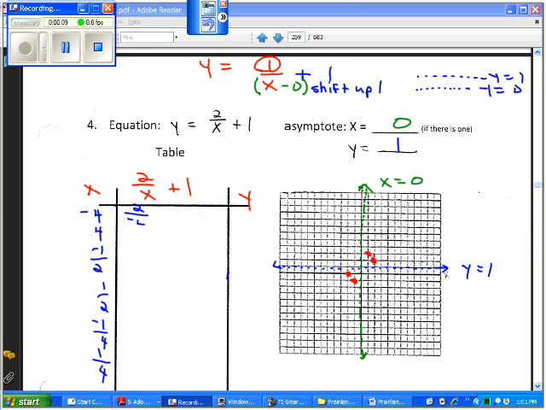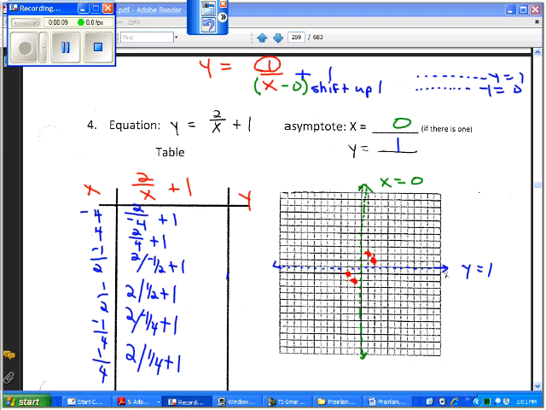So we're going to have 2 divided by negative 4, plus 1; 2 divided by 4, plus 1; 2 divided by negative 1/2, plus 1; 2 divided by 1/2, plus 1; 2 divided by negative 1/4, plus 1; 2 divided by 1/4, plus 1. Now negative 2/4 is negative 1/2, plus 1 is positive 1/2. 2/4 is 1/2, plus 1 is 1 1/2.